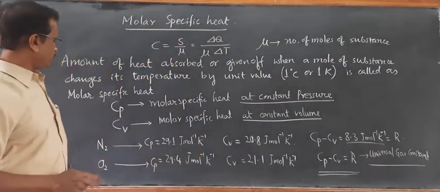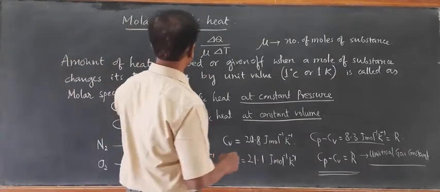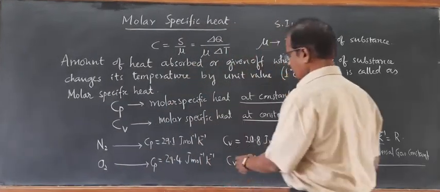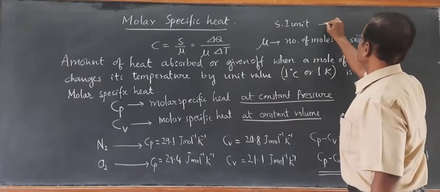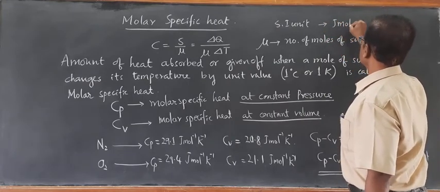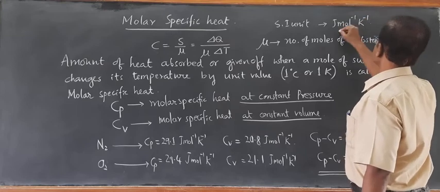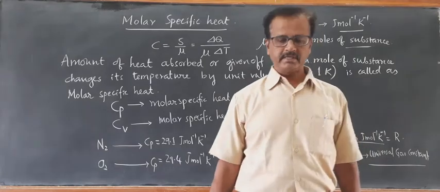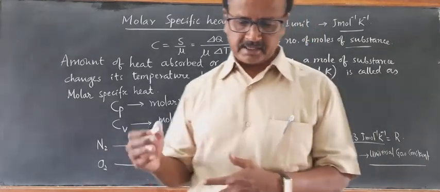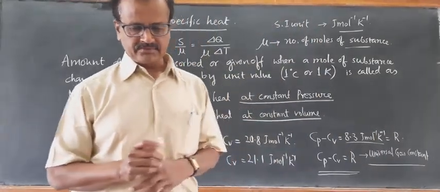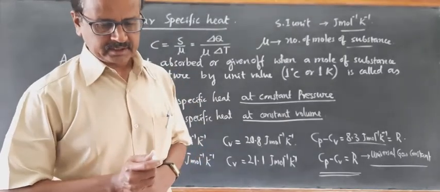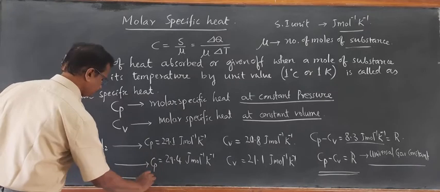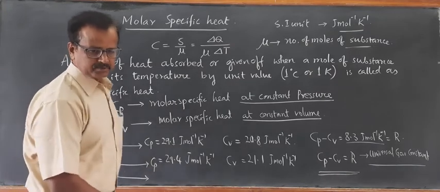And the SI unit of molar specific heat, as I have written already, is joule per mole per Kelvin, because the amount of substance is taken in moles. So if you take any other example, the difference is always fixed. For helium, for example, 1 mole of helium, Cp corresponds to 20.8.